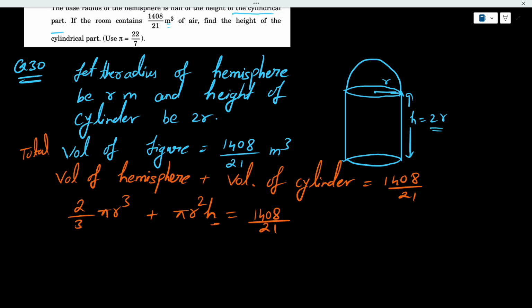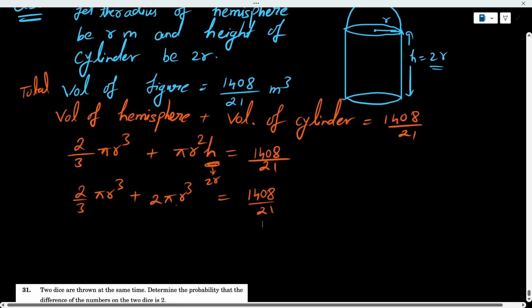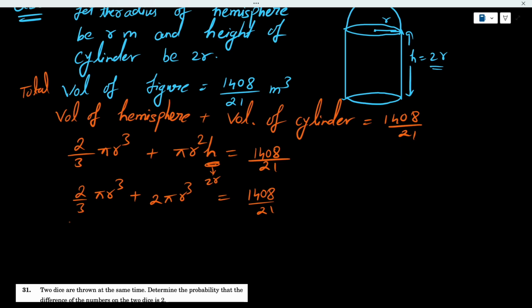Right, now h is nothing but 2r, so if I substitute the value, 2 by 3 pi r cube plus, here if I substitute h as 2r, what will happen here? 2 pi r cube, which is equal to 1408 by 21. Now do the further simplification. What is the easiest way here? I can take the common value, which is 2 pi r cube. Then what is left here? 1 by 3 plus 1.